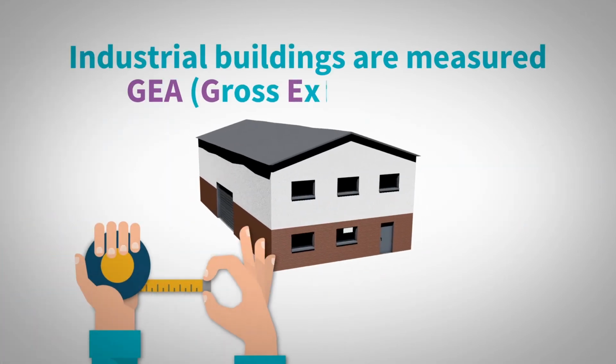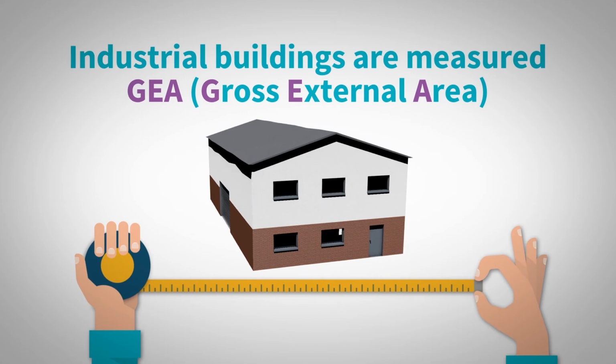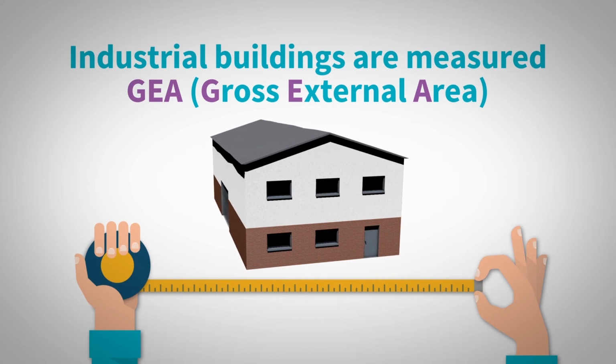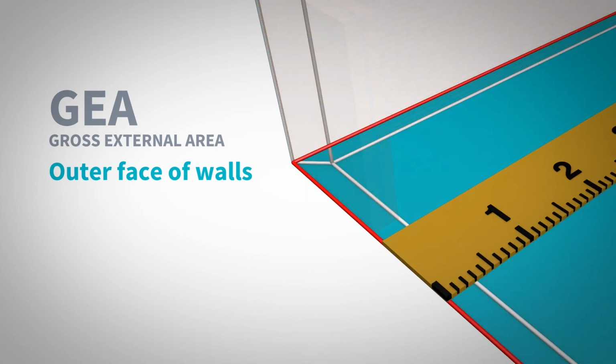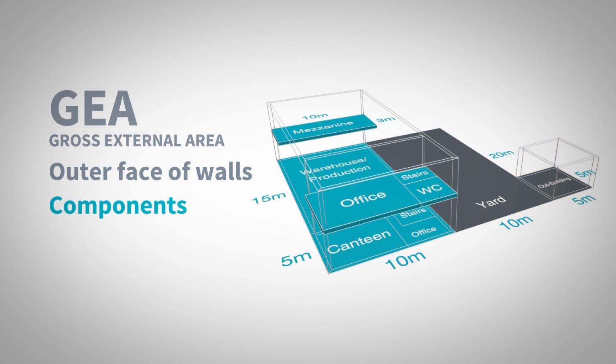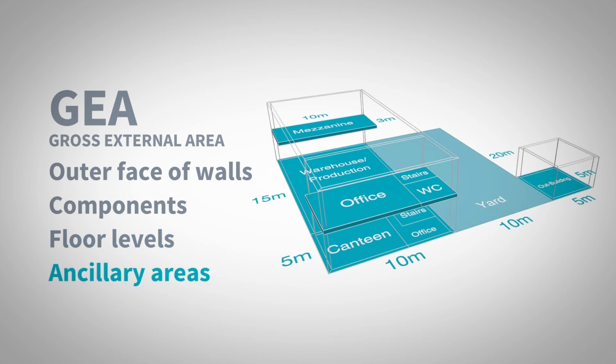In summary, industrial buildings are measured GEA, or gross external area. All measurements are taken from the outer face of the external walls. The total area submitted should be separated into its various components as well as by floor level. The ancillary areas must be measured and recorded.